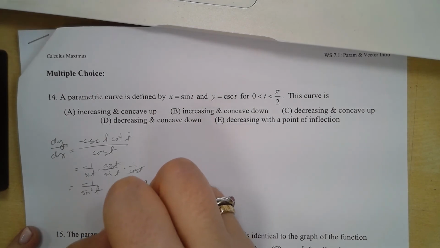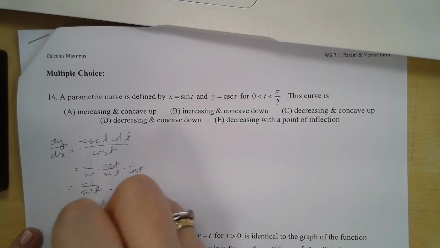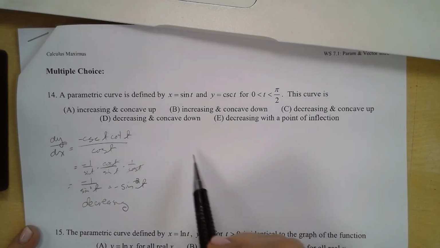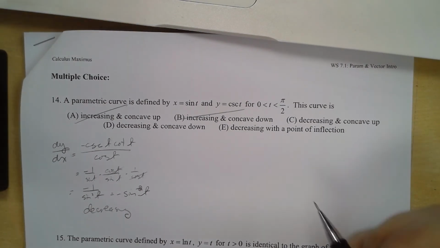So what's happening here? Is this increasing or decreasing? Well, this is going to be less than 0, so this is decreasing. So now actually we can cross out a and b, right? Then we can find our second derivative.